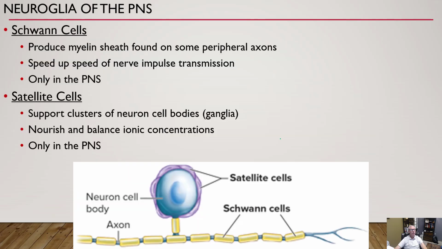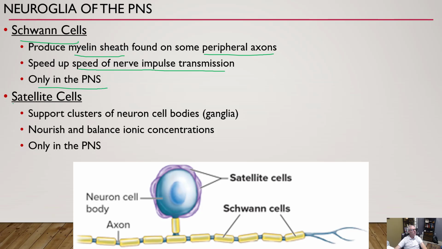All right, neuroglia of the peripheral nervous system. We already talked about Schwann cells. Schwann cells actually produce that myelin sheath on the axons in the peripheral nervous system. We already said that it speeds up the transmission of those electrical impulses through that saltatory conduction. Again, only found in the peripheral nervous system.